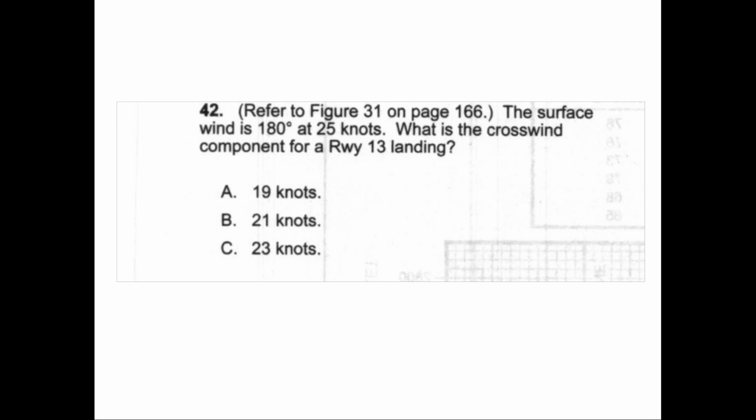Probably the simplest and easiest type of problems that can be solved using triangles are problems where you're asked to solve for the crosswind component. So you're given some winds and you're asked what component, or what the crosswind component of that wind actually is. Here in this example, we're told that we have a surface wind from 180 at 25 knots, and we're going to land on runway 13. We're asked to figure out what the crosswind component of that situation is.